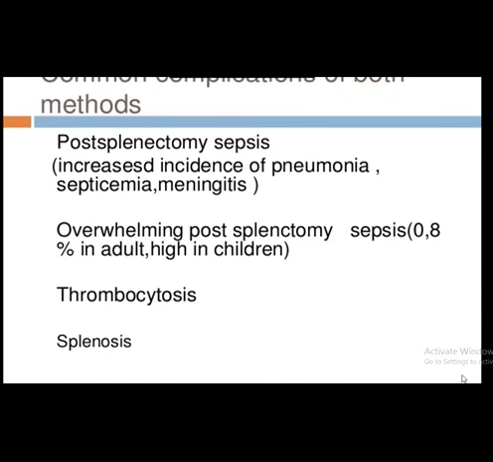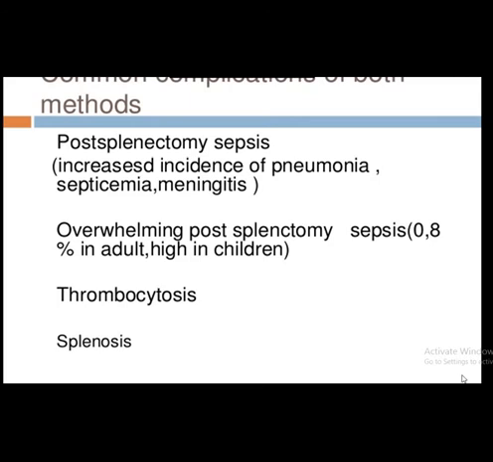A common complication of both methods, laparoscopic or open, is post-splenectomy sepsis, with an increased incidence of pneumonia, septicemia and meningitis, because as we have discussed, the patient would be prone to infection by encapsulated organisms. Post-splenectomy sepsis could be prevented by giving prior vaccination against pneumococcus, Neisseria meningitidis, and other encapsulated organisms. Overwhelming post-splenectomy sepsis is about 0.8% in adults and higher in children.